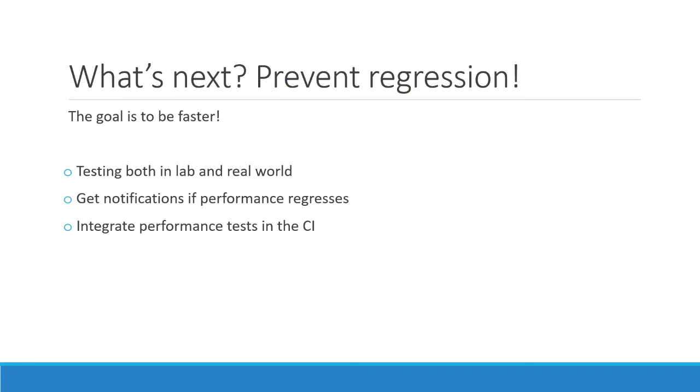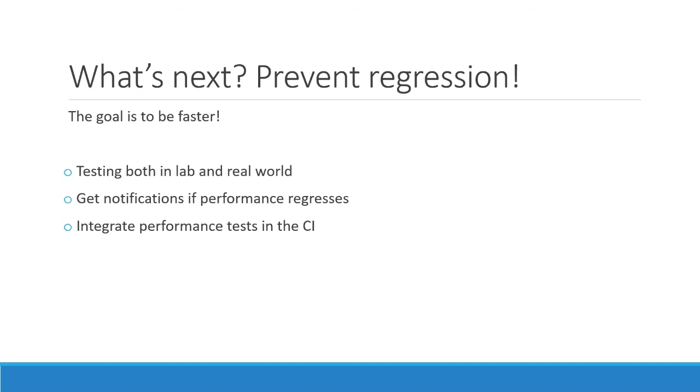It's good to test both in the lab, when we're in the office or at home, and in the real world, out in the wild. Both testing approaches, as we said, have advantages, so we really need to test in both cases. We can also get notifications if performance regresses. As we said before, when we send all the data to the server, we can have a server-side application, for example, that watches all this, and we can specify some thresholds in there, and that can notify us with emails or something when something is wrong.